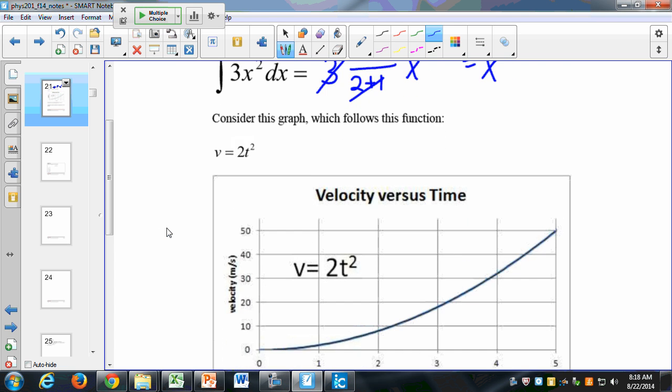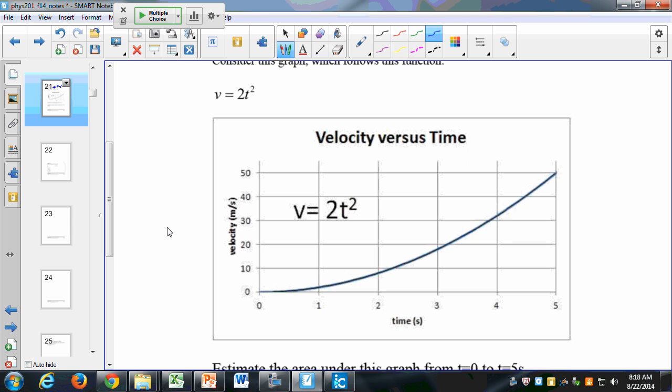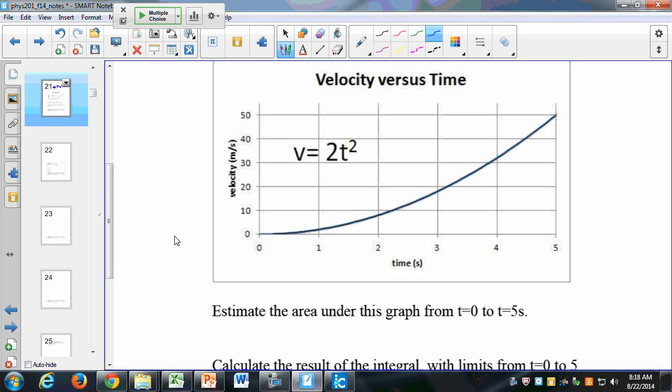Let's say that we have a function, say v is equal to 2t squared. This is a velocity versus time graph. If I plot this, it's a quadratic function, it's a parabola, right? I have v equals 2t squared. It looks like that. It's plotted in Excel. I want to estimate the area of this graph from t equals 0 to t equals 5 seconds.